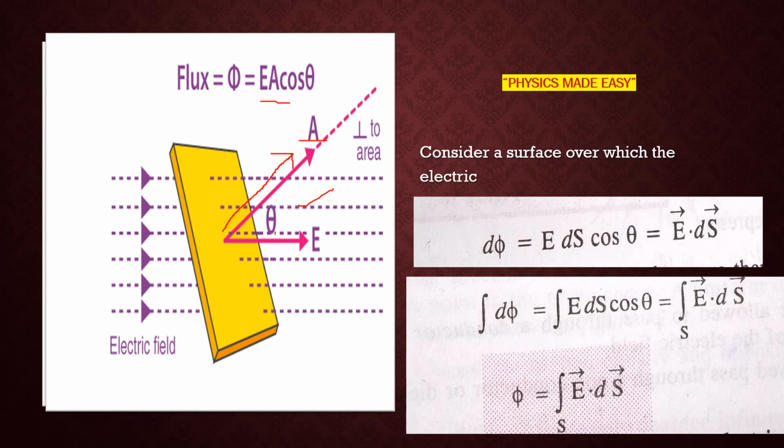Here cos theta gives the component of the electric field which is perpendicular to the surface area. So we can say that the electric flux d phi is equal to E dS cos theta if we consider a small element of this complete area. To consider the complete area of this surface, we take the integral, and the total flux phi is equal to the surface integral of E vector dot dS vector.